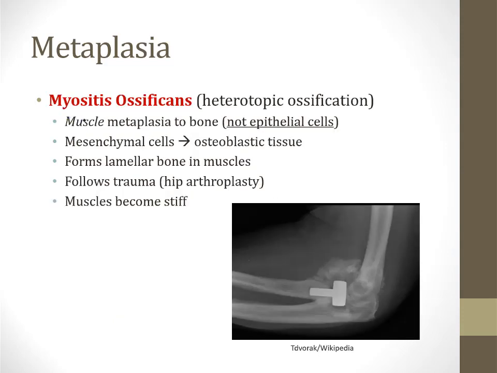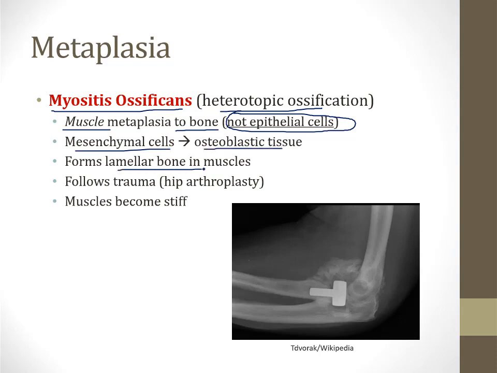Another example of metaplasia is myositis ossificans. It's also referred to as heterotopic ossification. In this form of metaplasia, muscle tissue turns into bone, and this is an important example of metaplasia because it does not involve epithelial cells, and that makes it relatively unusual. Muscle and bone are both examples of mesenchymal cells, and in this situation, one type of cell, muscle, turns into another, bone, and forms osteoblastic tissue, and this tissue will lay down lamellar bone inside of muscles.